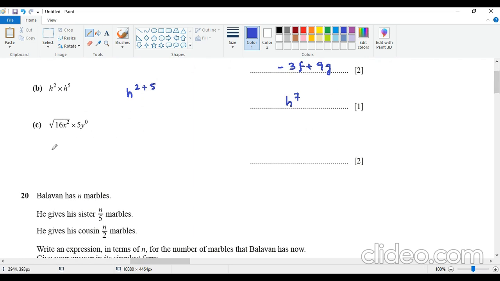Now it is under root 16x squared. You may write this as under root 16 multiplied by under root x squared times 5 to the power y, which is 0. Whenever the power is 0, it equals 1. So you can write this one as a 4, this one as an x, and this one as a 5. So your final answer is going to be 20x.